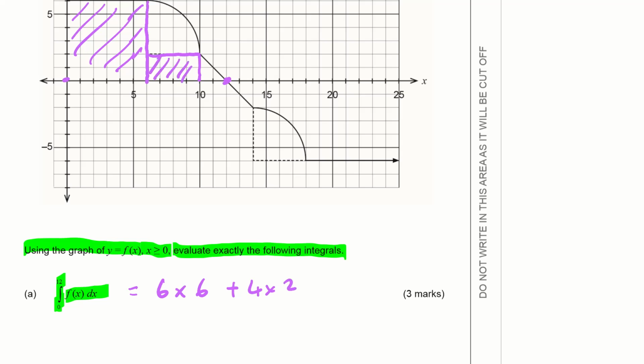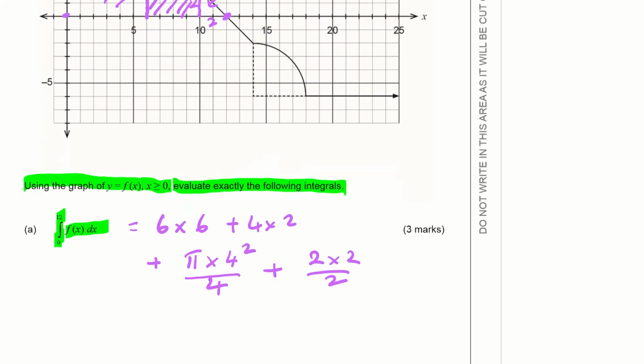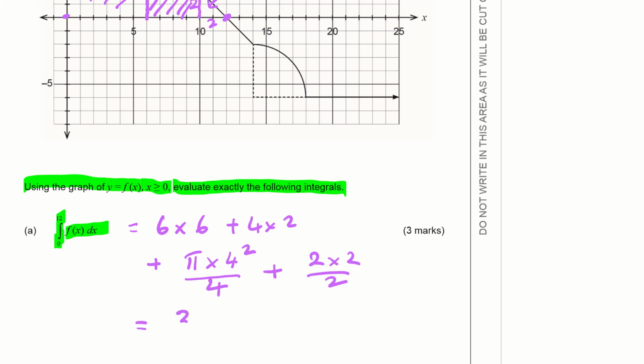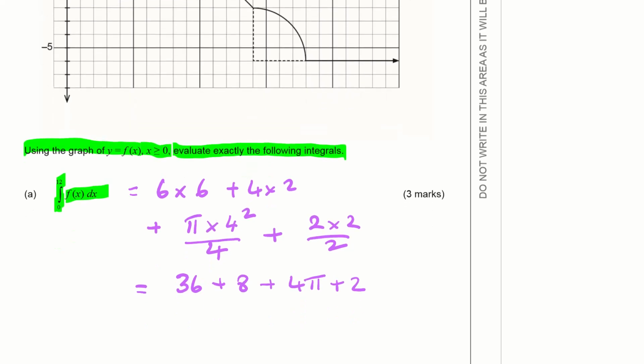Then I've got the quarter circle, which is going to be pi times 4 squared, but divide that by 4 because we've only got a quarter of a circle. And then finally I've got the triangle, which has a base of 2, height of 2, so that is 2 times 2 divided by 2. So that gives me 36 plus 8 plus 4 pi plus 2, which gives me 46 plus 4 pi.